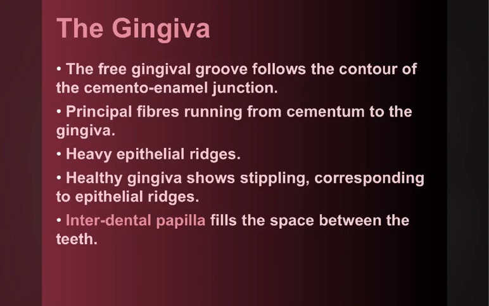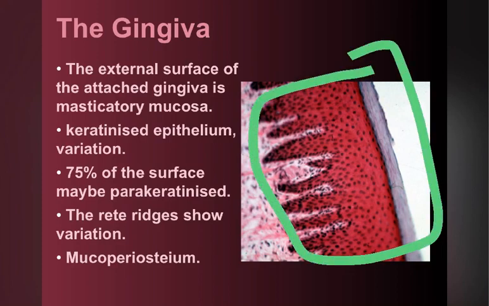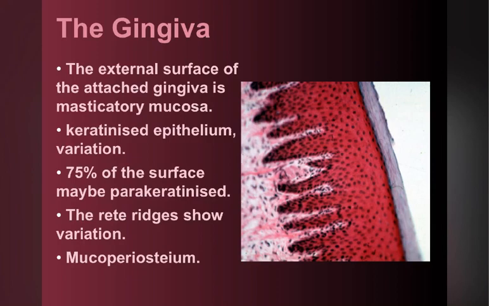Interdental papilla is part of the gingiva that fills the space between teeth. The external surface of the attached gingiva is masticatory mucosa. You see here, this is the epithelium. It has deep rete ridges, finger-like projections. This is characteristic for the gingiva, the external side of the gingiva.